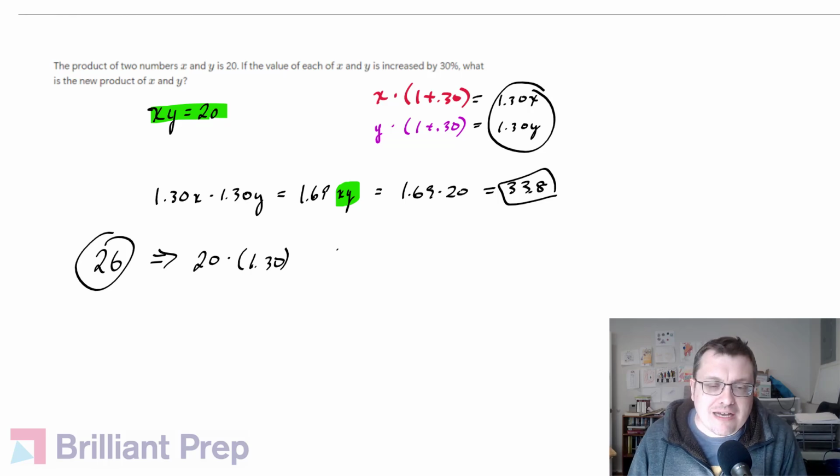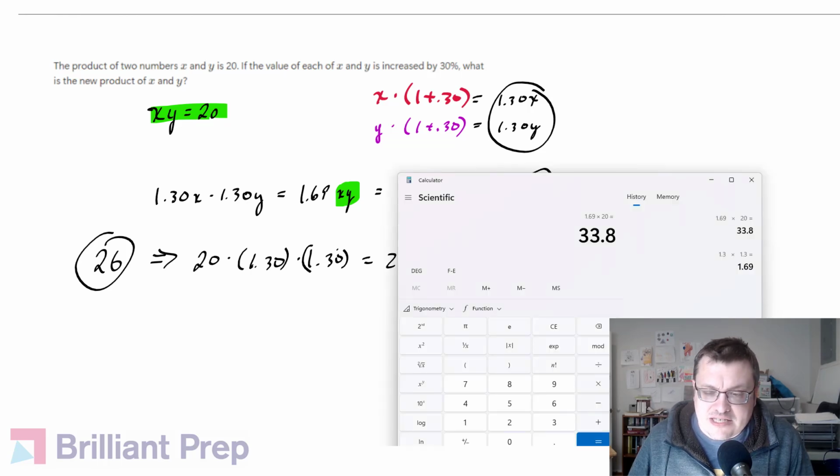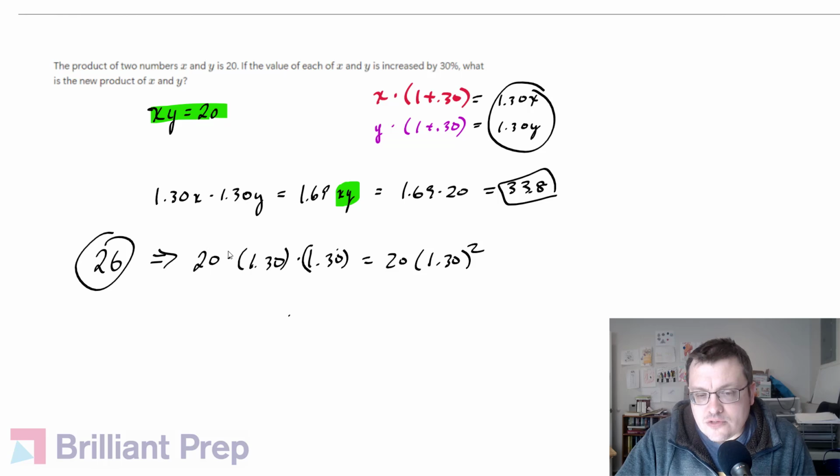If we just do 20 times 1.3, we actually just need to add on another 1.30 here, right? We can do 20 times 1.3 times 1.3, or 20 times 1.3 squared, and we should get the same answer. So 20 times 1.3 squared gets us 33.8. So just be careful if you've done that. We have to make sure to apply the 30% as many times as needed.